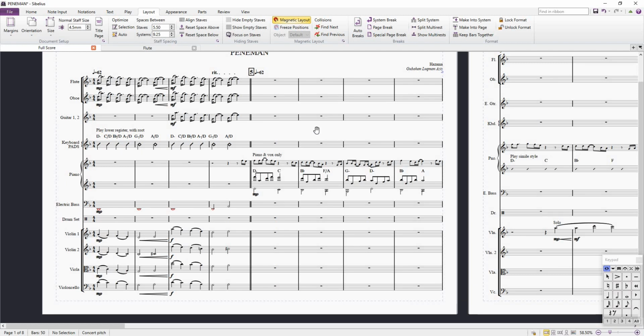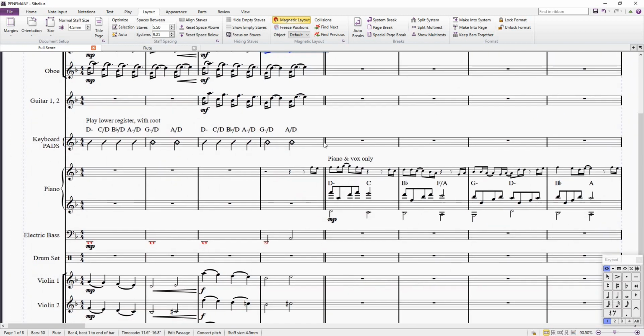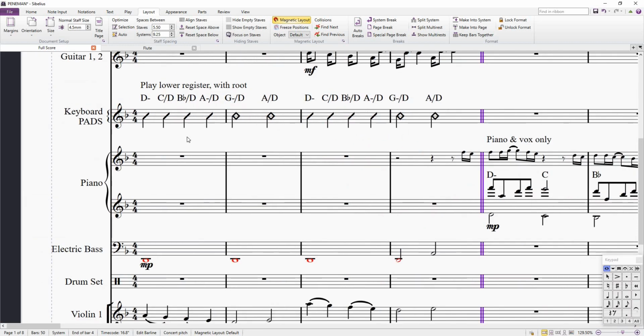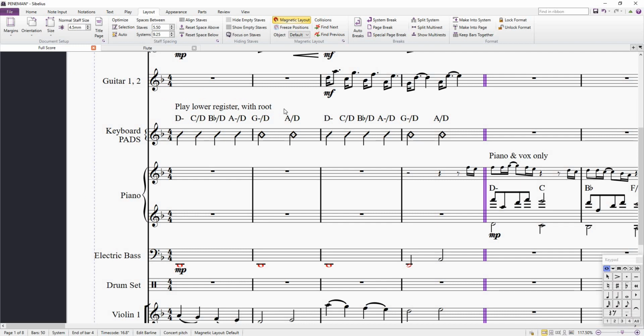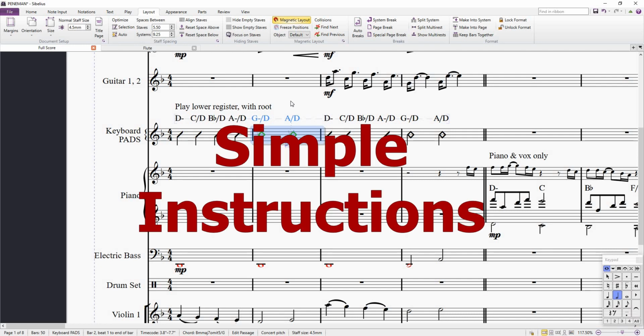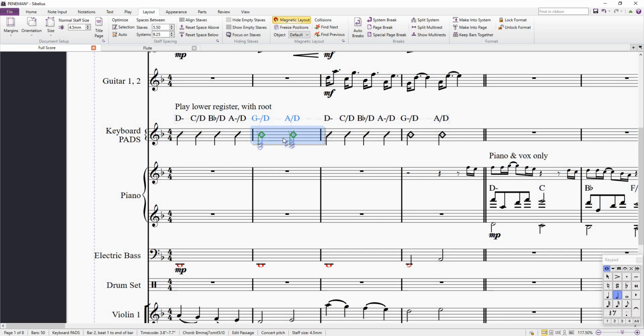Right. Now, indications here, like for example the keyboard holding pads here, it says play lower register with root. So these are basic simple instructions that will tell the players that he knows what to do, so that he will know how to play these chords and where to play it. So we give a simple direction like play lower register, so he knows that he has to play it somewhere around the mid or to the low mid area of the keyboard, and play it with the root. So he will be playing the D note, B flat over D, A minor over D, G minor over D, and so on and so forth.